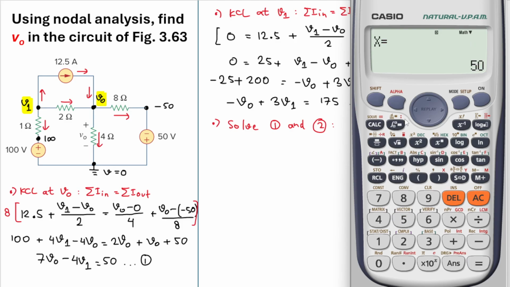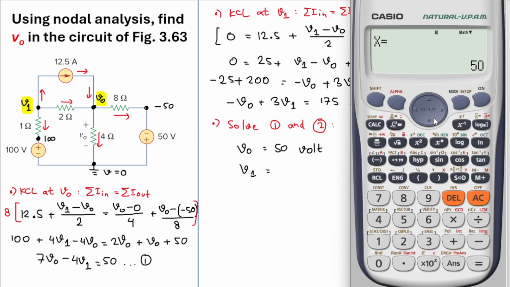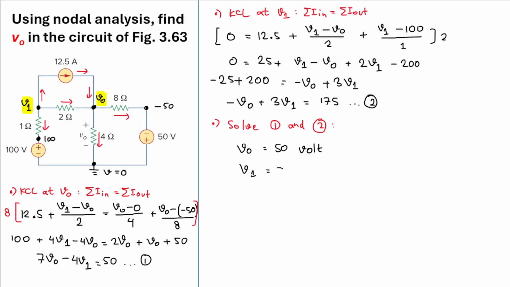Okay, so I will have V0 is 50 volt, right? Because that is the X value. So I will have V0 is equal to 50 volt. And what is V1 then? V1 is the Y value, right? So we will have 75 volt. Okay, that is the result by solving equation number 1 and equation number 2.